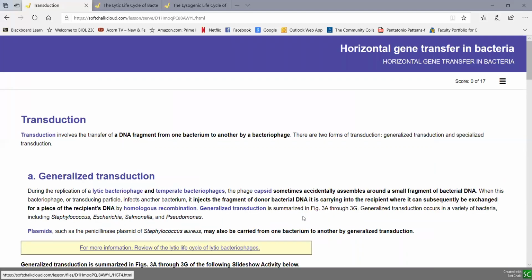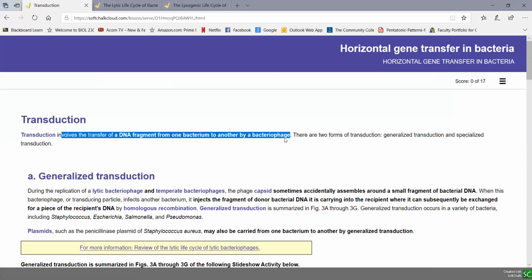Now, our second method of horizontal gene transfer is called transduction. Transduction involves the transfer of DNA fragments from a donor bacterium to a recipient, but it's being carried by a bacteriophage, viruses that only infect bacteria. So anytime you hear transduction, that's going to involve bacteriophages as the tool for transferring donor DNA from one bacterium to a recipient bacterium. And there are two forms of transduction we're going to look at: generalized transduction and specialized transduction.